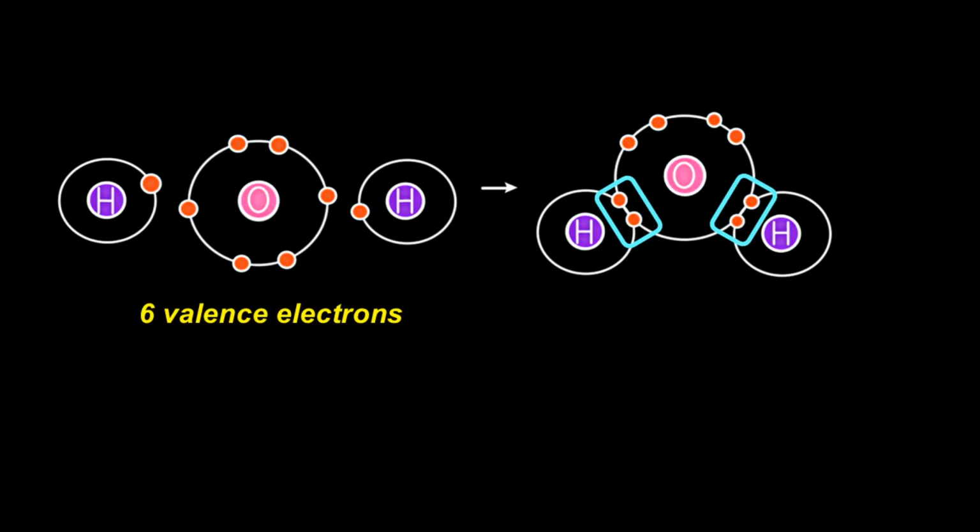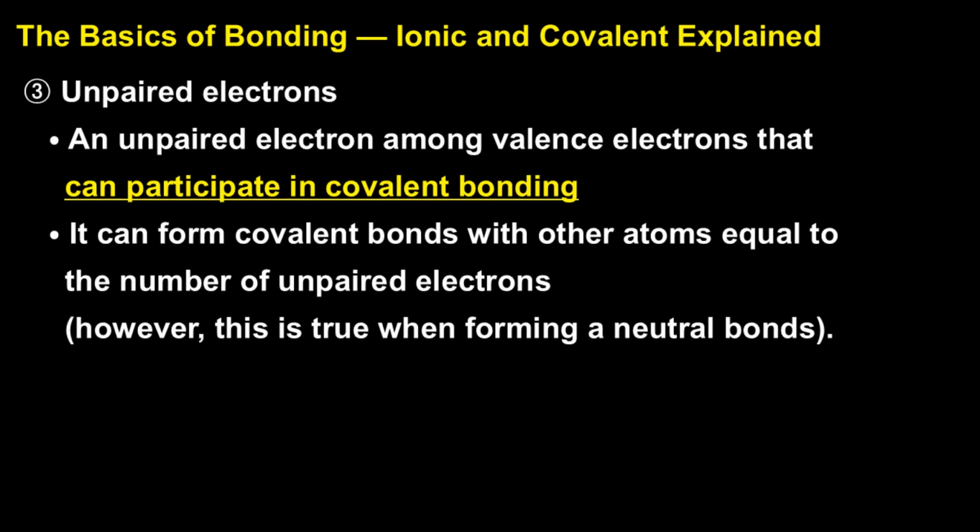Now, here's something important. Covalent bonds are strong and directional. They hold specific atoms together in a defined shape, unlike ionic compounds, which form large, repeating lattice structures.